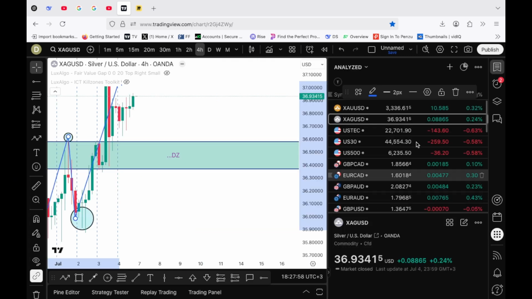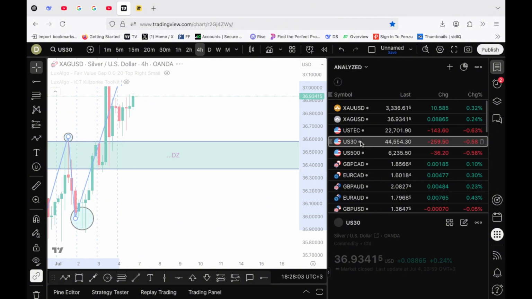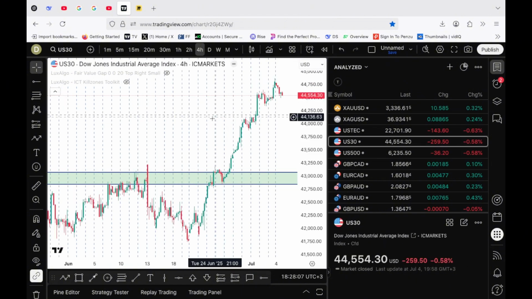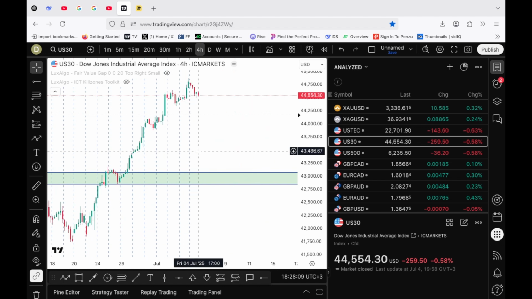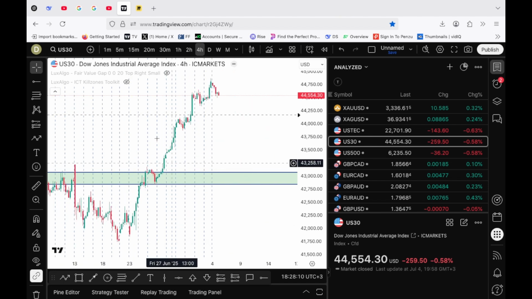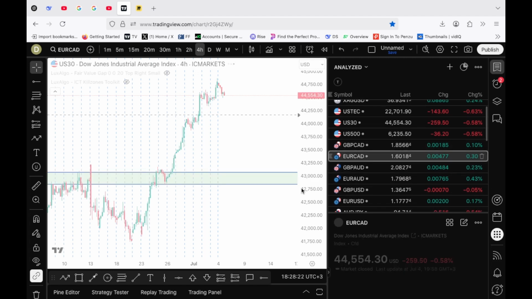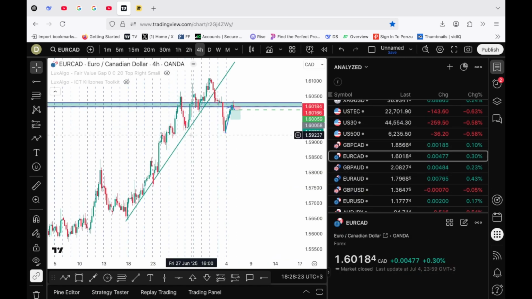Now let's go to another pair. Let's probably click even US 30. US 30 is obviously in an uptrend, so there's nothing much to do because those are generally uptrends. This is the last pullback that I've seen, that is 2 colors here. There's another one here. Okay, let's go to another pair. EURCAD. Let's look at EURCAD now.